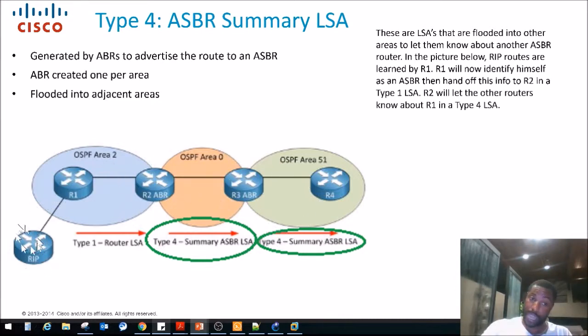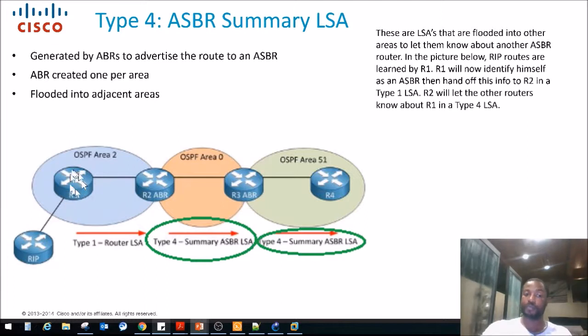However, we got this little guy right here sneaking into the network. He's an RIP router, right? He's got an RIP route. That's redistributed into OSPF area 2. But in order for it to get distributed to these other areas, the Type 4 LSA will give that information to these other routers. And that's created by the ABRs.